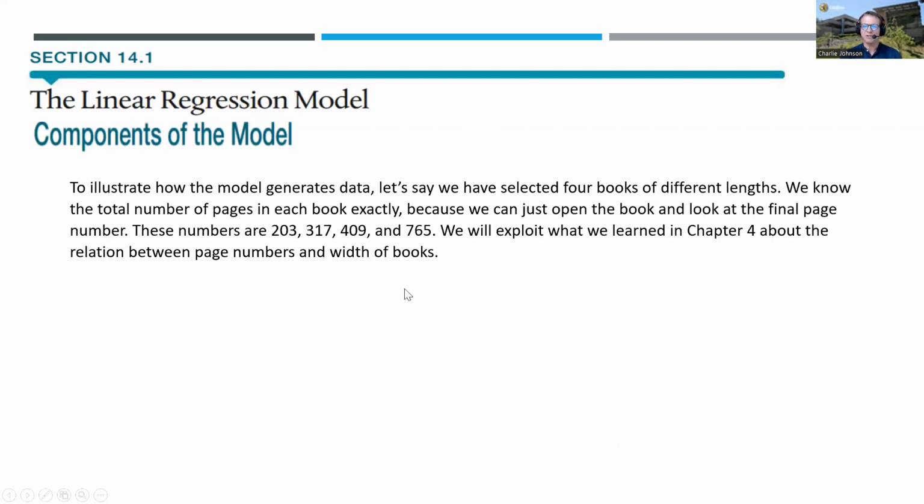To illustrate how the model generates data, let's say we have selected 4 books of different lengths. We know the total number of pages in each book exactly because we can just open the book and look at the final page number. These numbers are 203, 317, 409, and 765 pages. We will exploit what we learned in chapter 4 about the relation between page numbers and width of books.